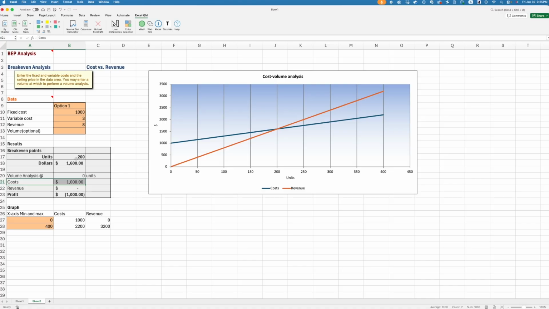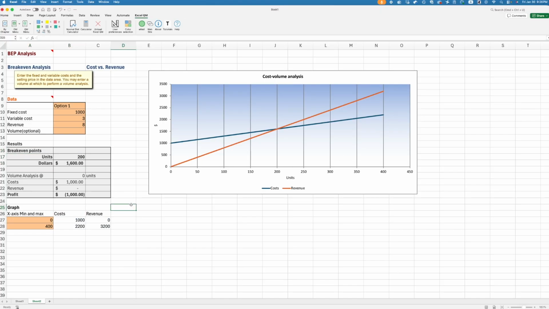With the 200 units, the total cost would be $1,600. That includes 1,000 fixed cost plus 200 multiplied by 3, which is 600. 1,000 plus 600 would be 1,600. This is the break-even point you can get easily, and you can also get the break-even or cost volume analysis through the graph.